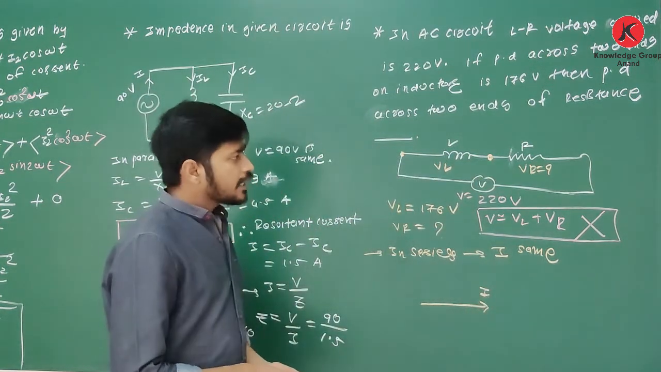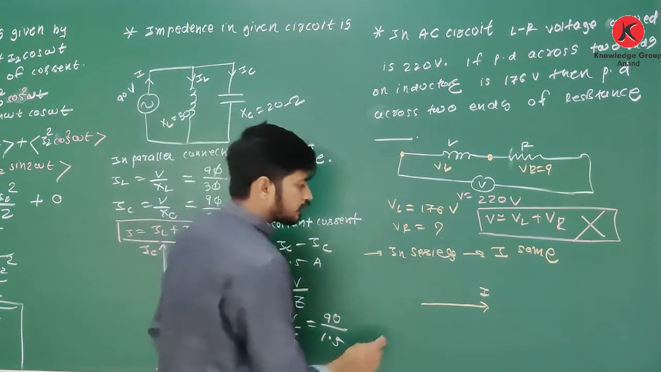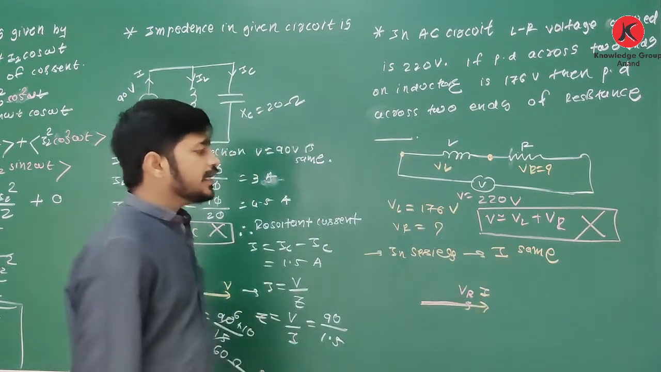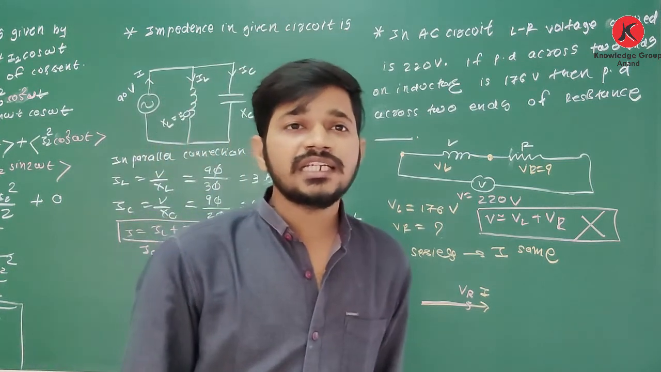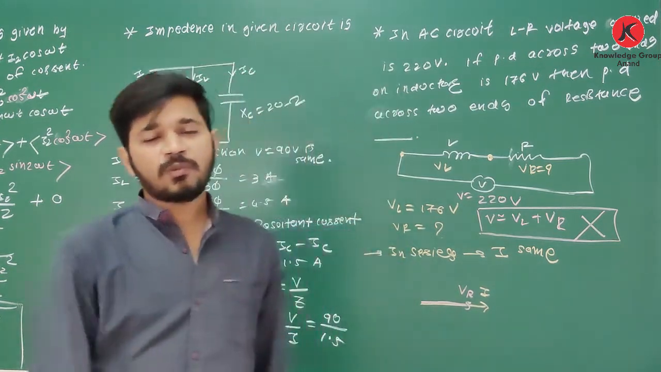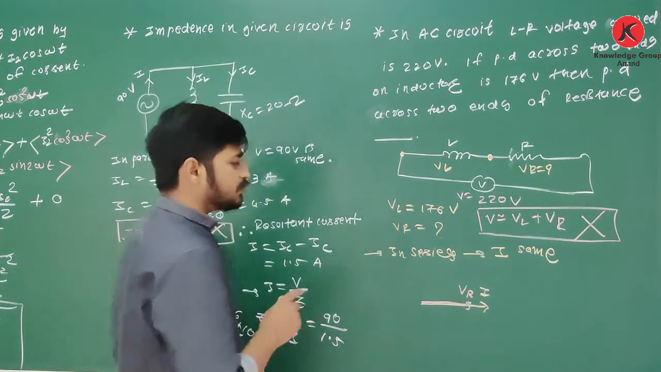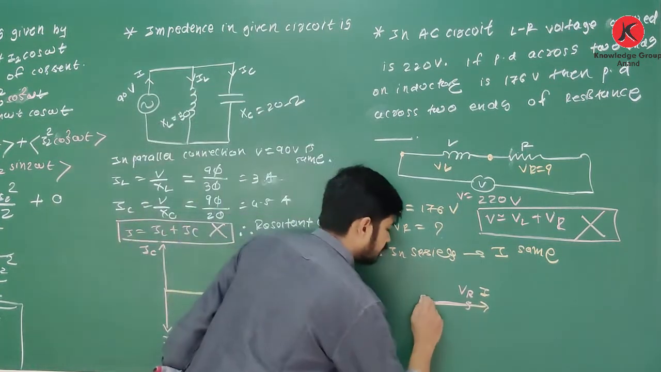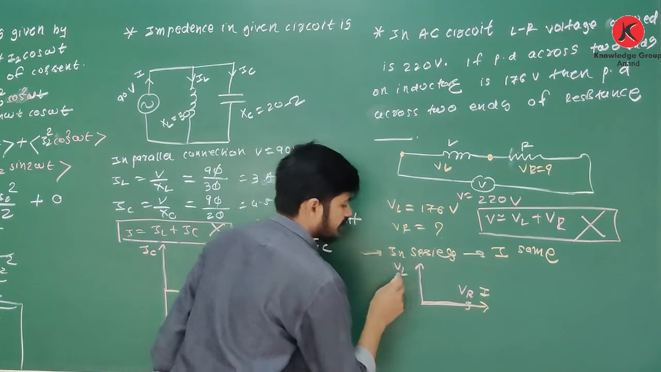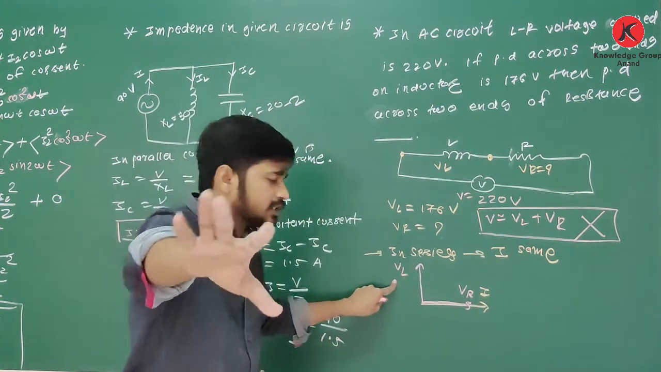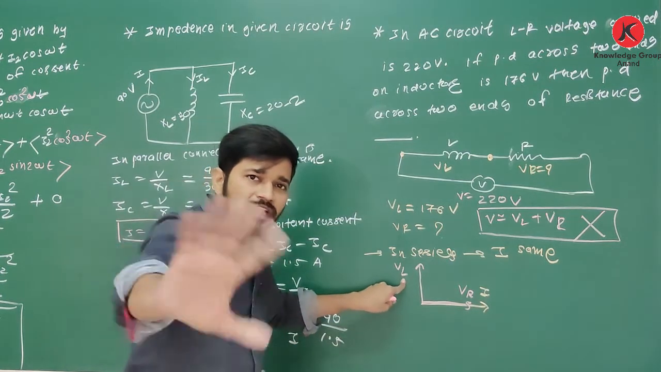Now we know that for a resistor, the phasors of I and V are in the same direction. So let it be the phasor of VR. In case of an inductor, current lags behind voltage by phase pi by 2. So obviously VL will be in this direction. So see, VR and VL are not in the same direction.